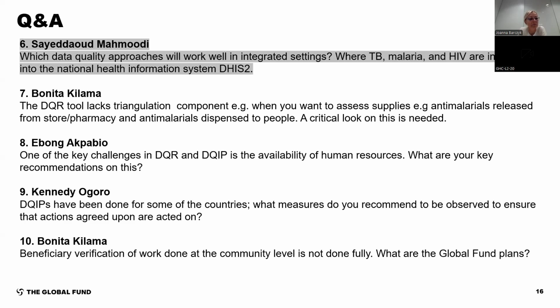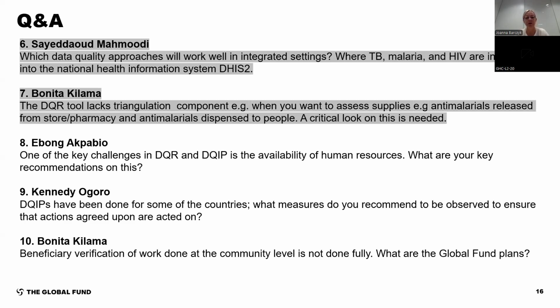Next one. One of the key challenges in the DQR and data quality improvement plan is the availability of human resources. What are your key recommendations on this? Absolutely. It's the availability of human resources and the quality of human resources, in the sense of capacitating, investing in your human resources. And this is something that is difficult because the Global Fund tries to invest in sustainable approaches, and there might be these discussions.